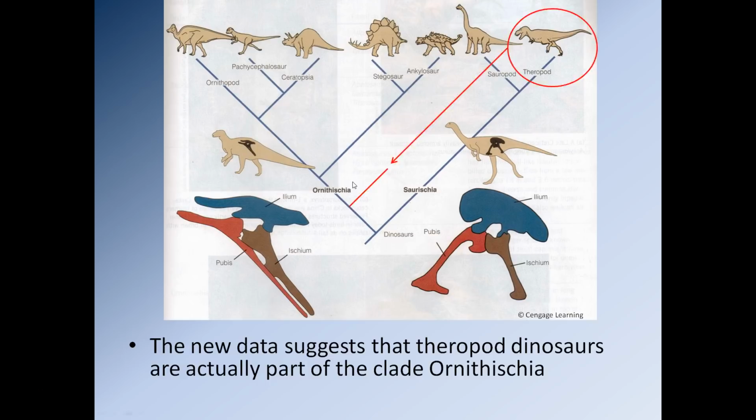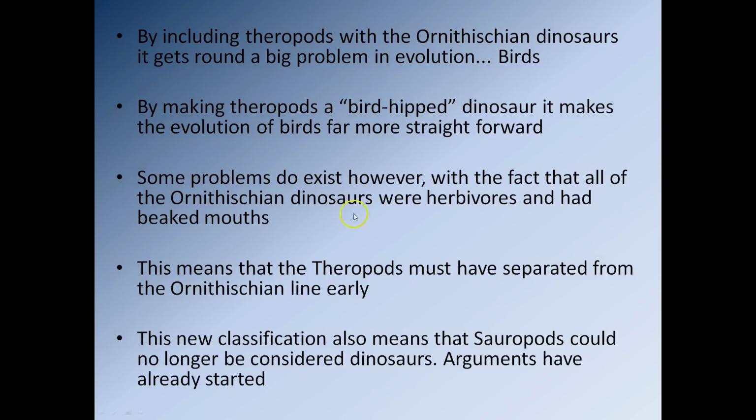Now, at this point, we then have an interesting situation, because that would maybe suggest that the sauropods could no longer be considered dinosaurs, and as such, they would have to be considered a clade all in their own right. So the arguments on this point have already started and will probably go on for several more decades.